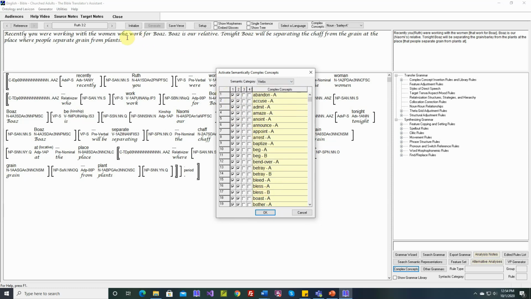Before we activated these, the verse produces, recently you were working with the women who work for Boaz. Boaz is our relative. Tonight Boaz will be separating the chaff from the grain at the place where people separate grain from plants. Okay, separating the chaff from the grain, that's how we define the word winnow. And at the place where people separate grain from plants, that's how we define a threshing floor. We see here that the verb winnow is one of our complex concepts.